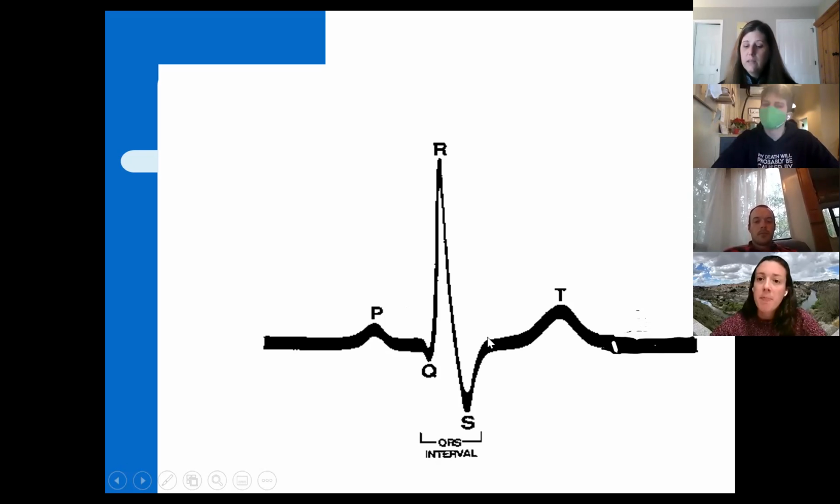Who has a question? Eden? Yes. Why does the QRS complex sometimes go down instead of up on certain EKG strips? Yeah, so a lot of times it depends on what lead you're looking at. Okay. And we'll see that in some examples. You'll see where some go down and some go upright. I have a question.